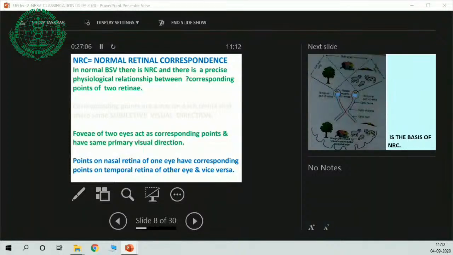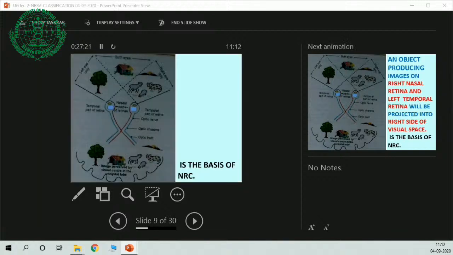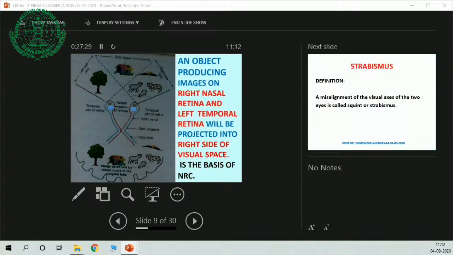Is that clear? So here is the projection. Once again I am showing you that points on the nasal retina of one eye have corresponding points on the temporal retina of the other eye and vice versa. I hope you are now clear. Again we will see this same image, and you will get more clarity.